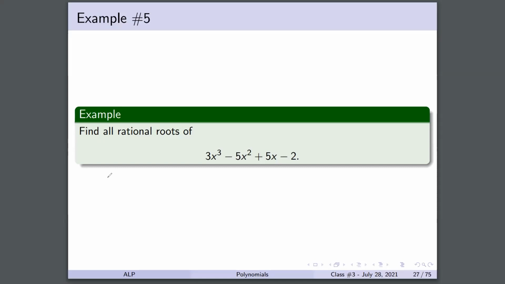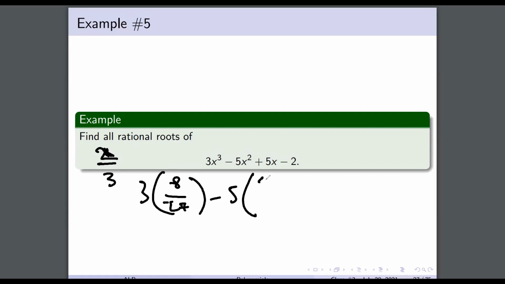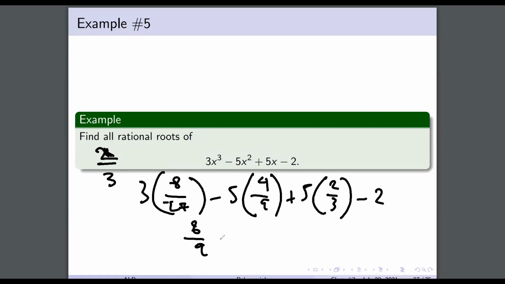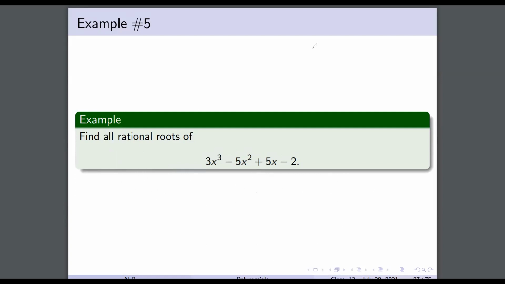So if we plug in 2 over 3, we get 8 over 9 minus 20 over 9 plus 10 over 3 minus 2. This would be negative 12 over 9, so negative 4 over 3. And this would be 6 over 3, 2, minus 2. So we found that 2 over 3 is actually a root. So now we can factor this out.